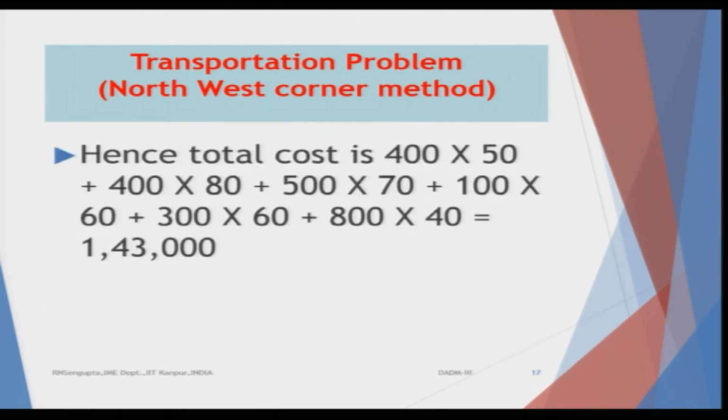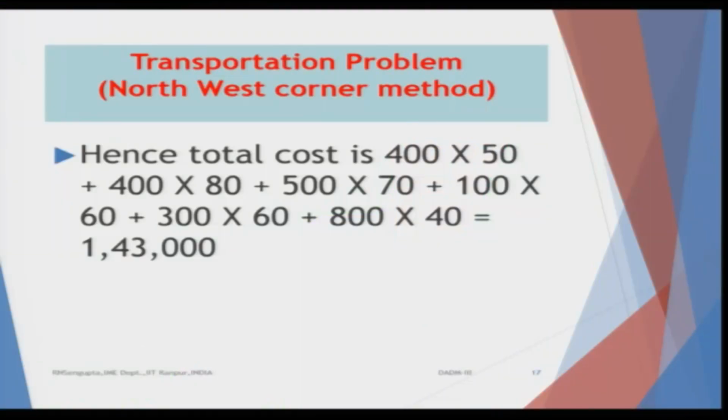When I see the cost, it is exactly the same as what I told: 400 into 50 plus 400 into 80, the first column, then 500 into 70, 100 into 60, and the last two values are 300 into 60 plus 800 into 40. The total value comes out to be 1,43,000, which is much higher than the Vogel's approximation method.